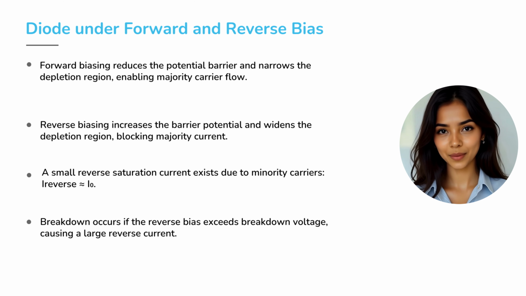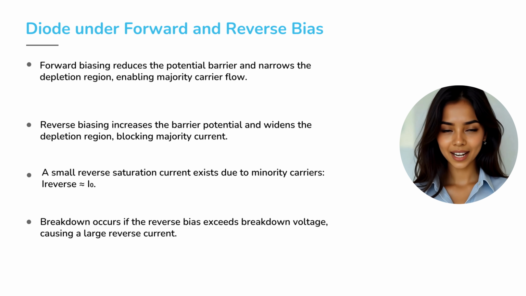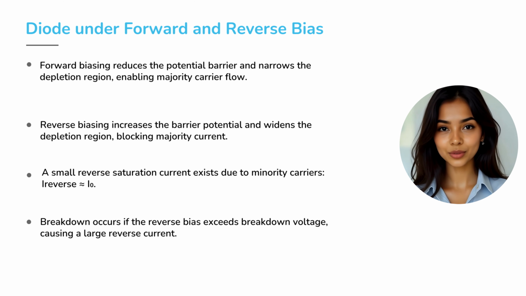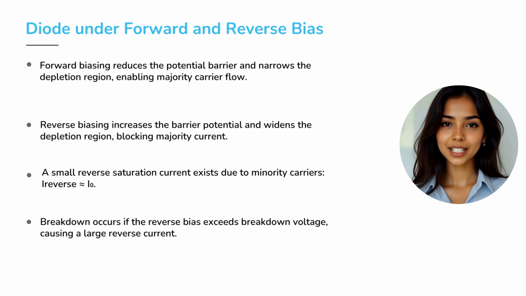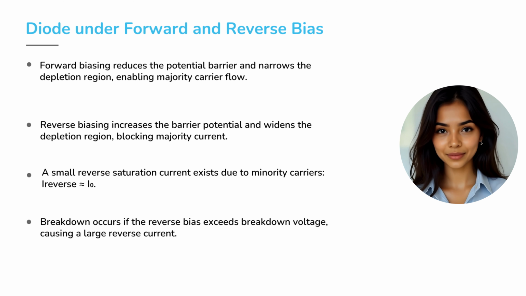But in reverse bias, we slam the gate shut and add some extra bolts. The potential barrier increases, the depletion region widens, and majority carriers are now strictly forbidden. Only a tiny minority of carriers sneak through, resulting in a small reverse saturation current approximately equal to I0. But beware, keep increasing that reverse voltage and eventually the diode reaches its breakdown voltage. And then what? The gate breaks, opening the floodgates for a large reverse current. That's breakdown, and depending on the diode type, it may or may not survive the experience.